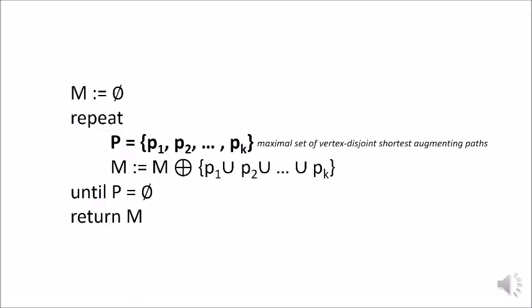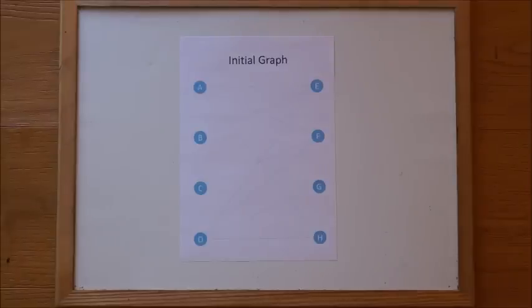The first line of the loop generates the maximal set of vertex disjoint shortest augmenting paths. We know what an augmenting path is, and so here we have a set of the shortest of them. Vertex disjoint means that none of the paths share a vertex. Maximal doesn't mean that it's the biggest, but it does mean there is no larger set of which this is a subset. Then the set of edges that we've just generated is exclusively ORed with the current matched edges to produce the new set. We'll be using this example bipartite graph to explain how the algorithm works.